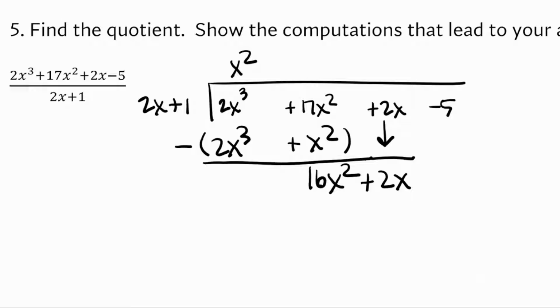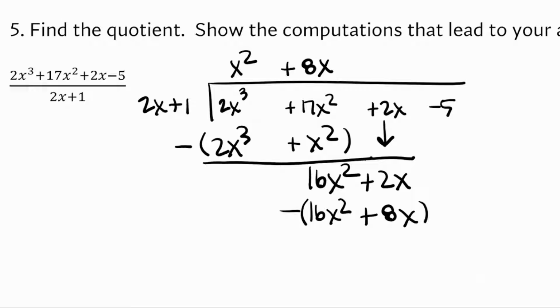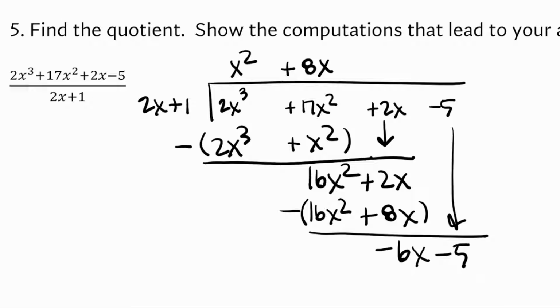So I think, what do I multiply 2x by to get 16x squared? Well, I would need to multiply by a positive 8 and 1 power of x. If I multiplied 8x by 2x plus 1, I would get 16x squared plus 8x. So that's what I'm going to be subtracting away. I get 16 minus 16 is no x squared. 2 minus 8 would be negative 6x. I'll drop that down and I'll have negative 5.